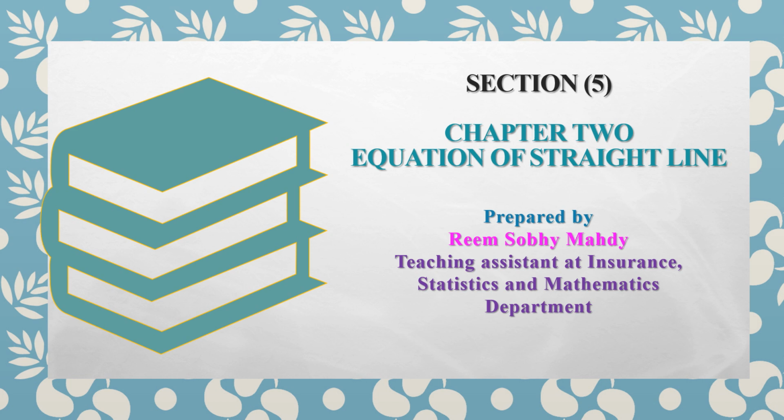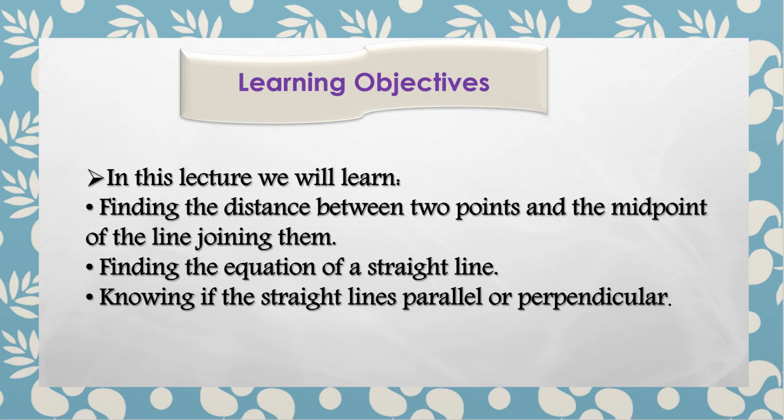This is section 5 in the Pure Mathematics course, on chapter 2 titled Equation of a Straight Line. In this section, we hope to learn some objectives such as finding the distance between 2 points and the midpoint of the line joining them, also finding the equation of a straight line, and knowing if straight lines are parallel or perpendicular or otherwise.